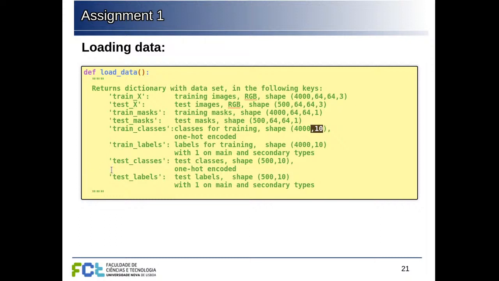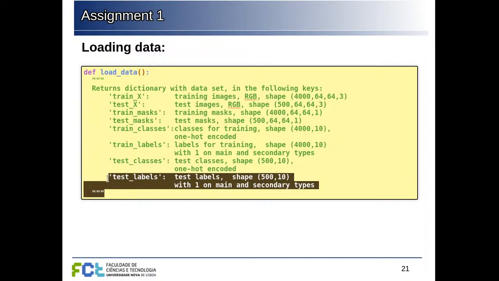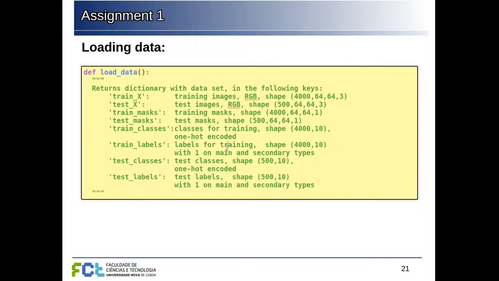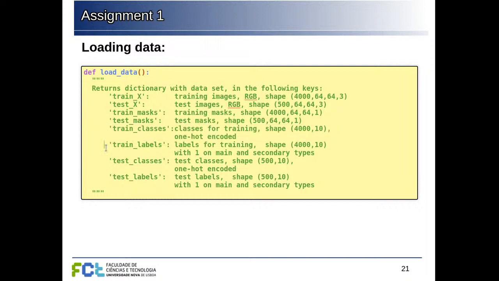Then you have the labels also, the training and test labels, and these have the same shape and the same kind of encoding, but they can have more than one position set at one. So they can have 1 or 2 values of 1 there, because each Pokemon can have 1 or 2 types. So these will be used for the multi-class classification, the classes, and the labels for the multi-label classification problem. So you get a dictionary with all of these already processed.